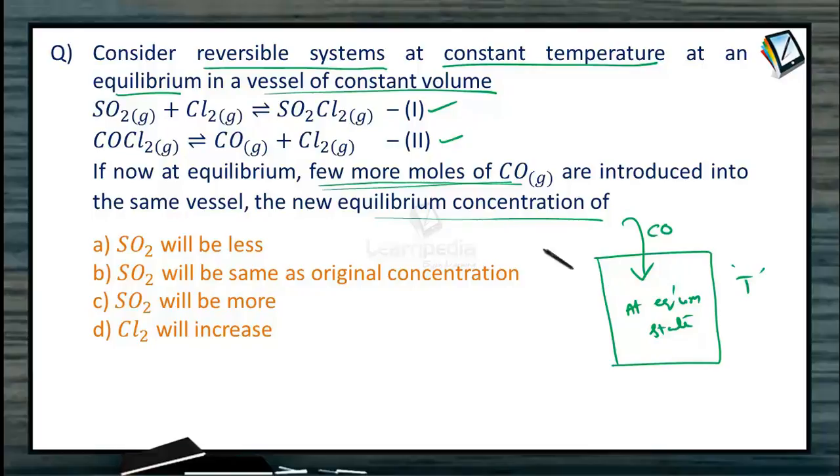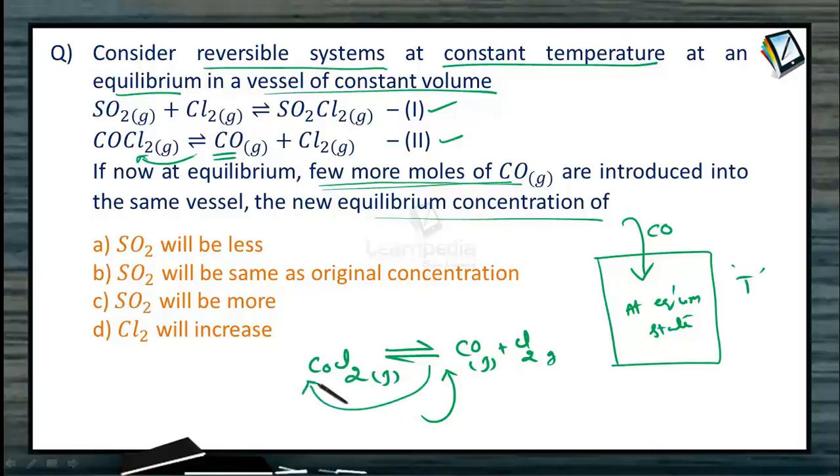Since this CO is already there in the second equilibrium system on the right hand side, when we are increasing the concentration of this CO, according to Le Chatelier's principle, the equilibrium shifts to the left hand side. So if we consider the second system, that is COCl2 gas giving CO gas plus Cl2 gas, the moment carbon monoxide gas is added into the system at equilibrium, the concentration of CO increases. Thereby, the equilibrium shifts to the left hand side. In other words, the backward direction reaction is favored according to Le Chatelier's principle.